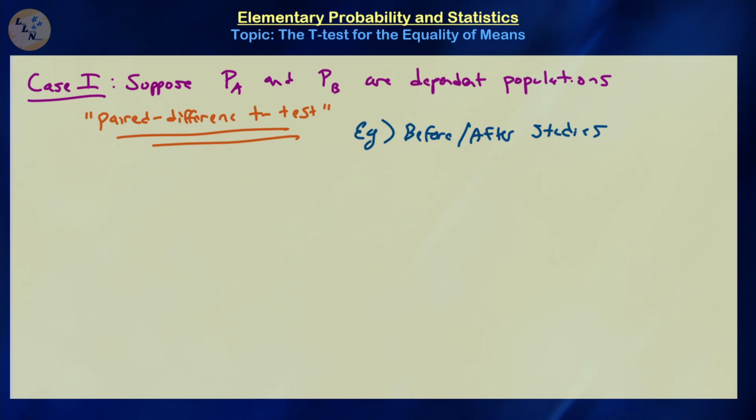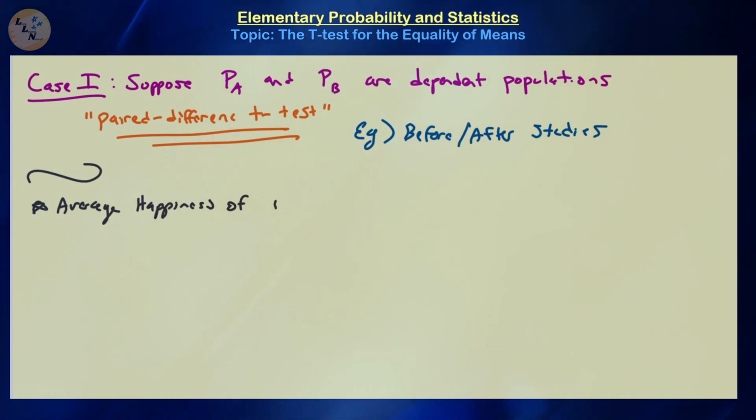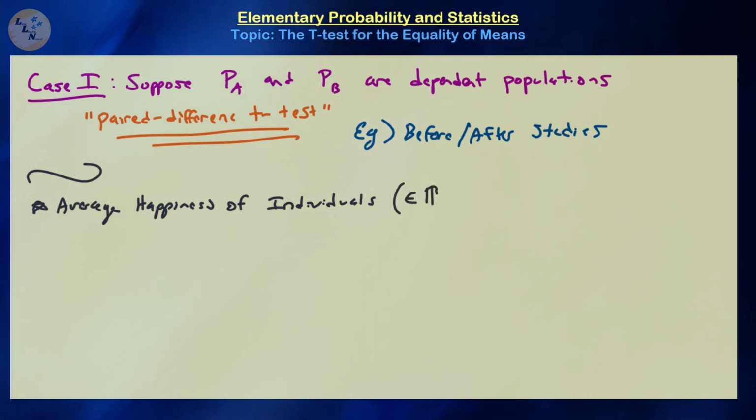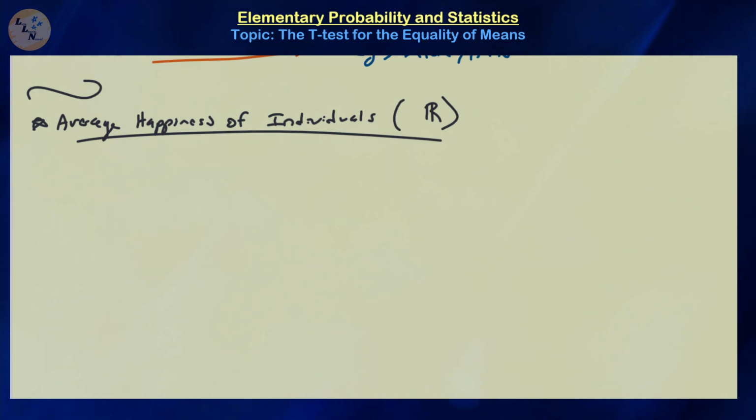The most common example that is associated to the paired difference t-test probably would be the before and after studies. So let's assume that we want to study the average happiness of individuals. And let's assume that this number for happiness is any real number, from negative infinity to positive infinity. So how are we going to go about studying this? Well, we need some other variable in presence of happiness, right? For example, are people more happy after they eat or before they eat, or maybe after they exercise or before they exercise? So let's just take an example.